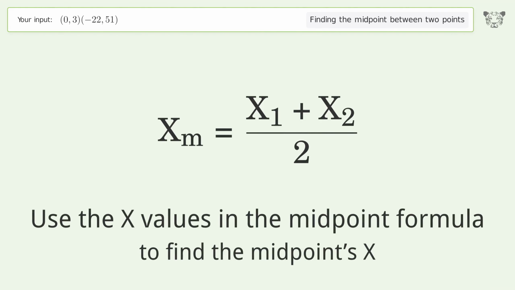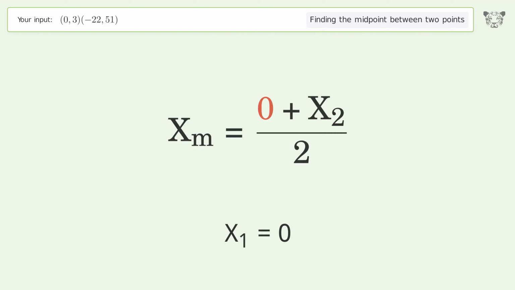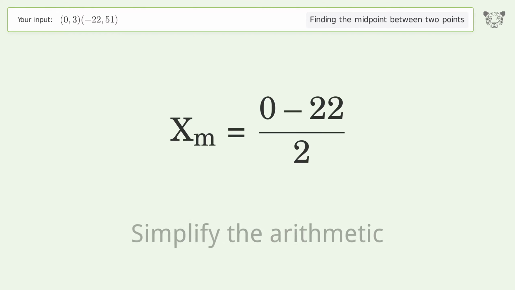Use the x values in the midpoint formula to find the midpoint's x. x1 equals 0. x2 equals negative 22. Simplify the arithmetic.